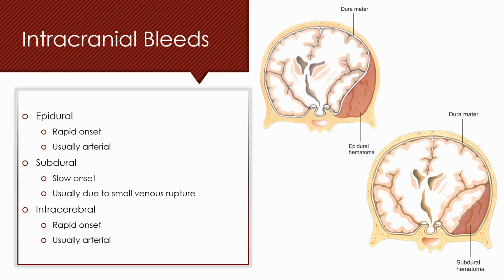pick up on. The subdural bleeds are going to be the slow or the difficult ones, right? When it is truly just a basic subdural bleed, it's a relatively slow onset, and you'll see that there's a lot of space that we can start to fill here. In addition to that, because it's usually related to small venous ruptures, the bleeding is a lot slower.